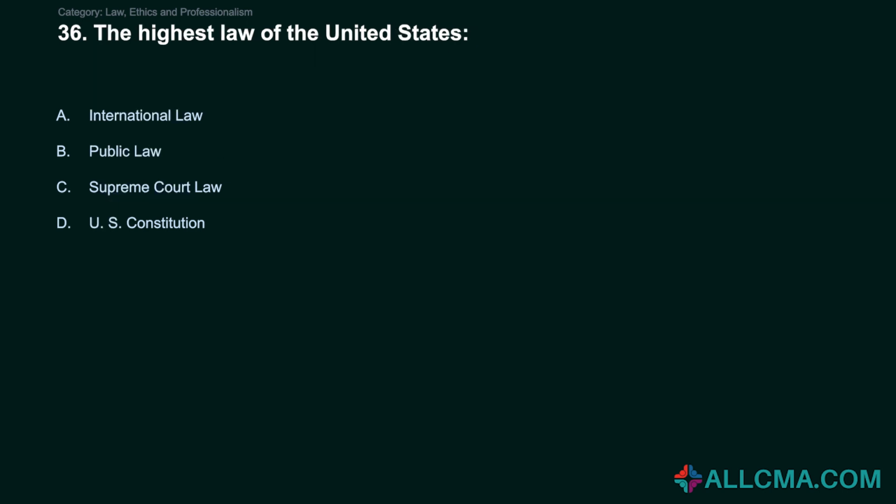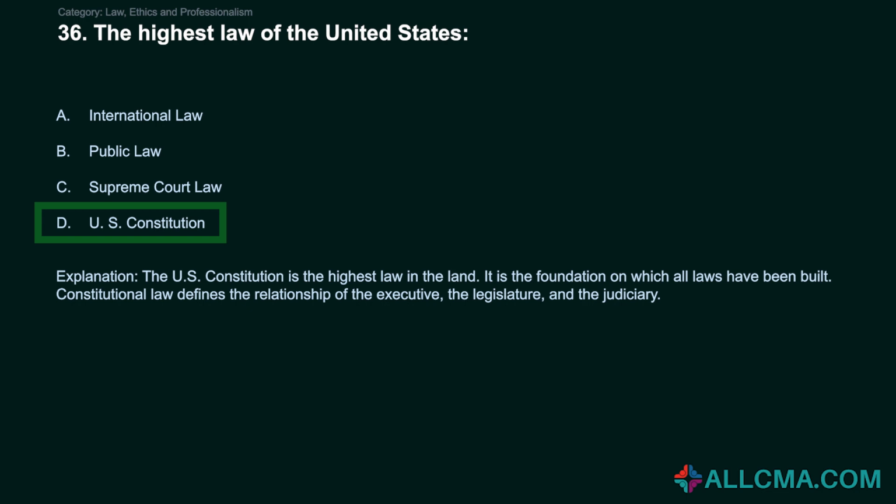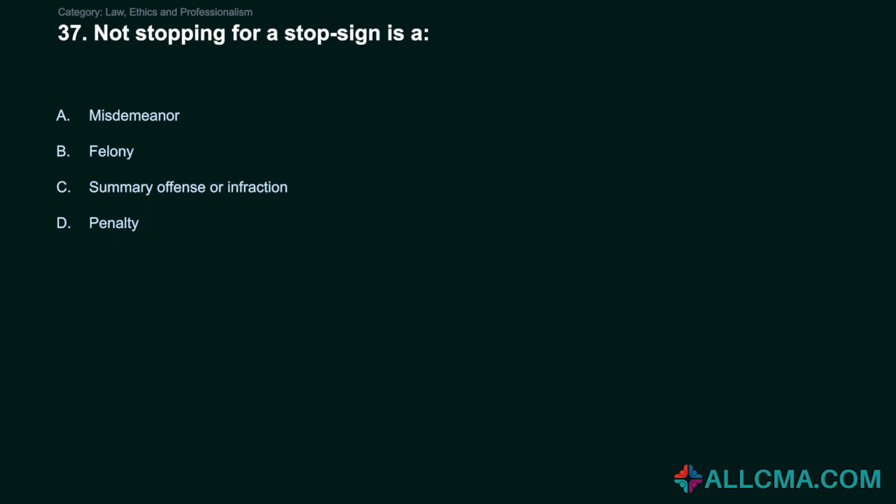36. The highest law of the United States: A. International law. B. Public law. C. Supreme Court law. D. U.S. Constitution. Correct answer, D. U.S. Constitution. The U.S. Constitution is the highest law in the land. It is the foundation on which all laws have been built. Constitutional law defines the relationship of the executive, the legislature, and the judiciary.